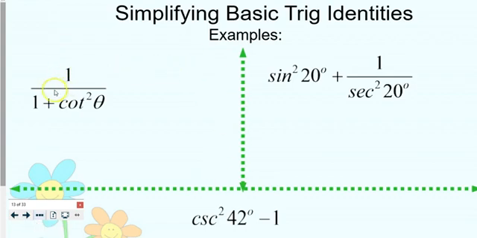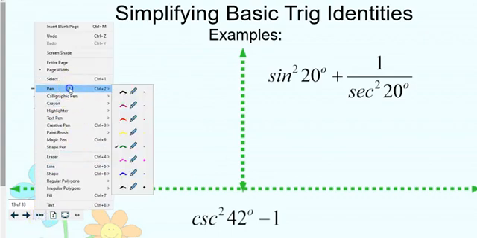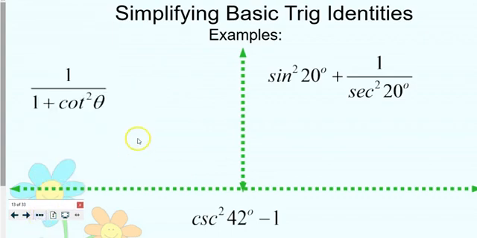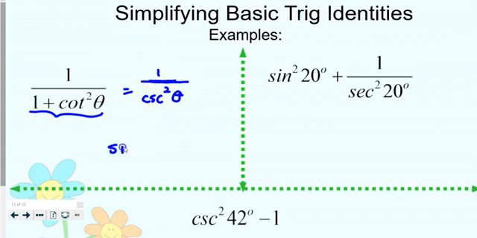What if we have 1 over 1 plus cotangent squared theta? Well, 1 plus cotangent squared theta, that's one of those Pythagorean identities that we just learned about. That is equivalent to cosecant squared theta. So we could write this instead as 1 over cosecant squared theta. And then, oh, there's a reciprocal function right there. 1 over cosecant squared is simplified to just sine squared theta.